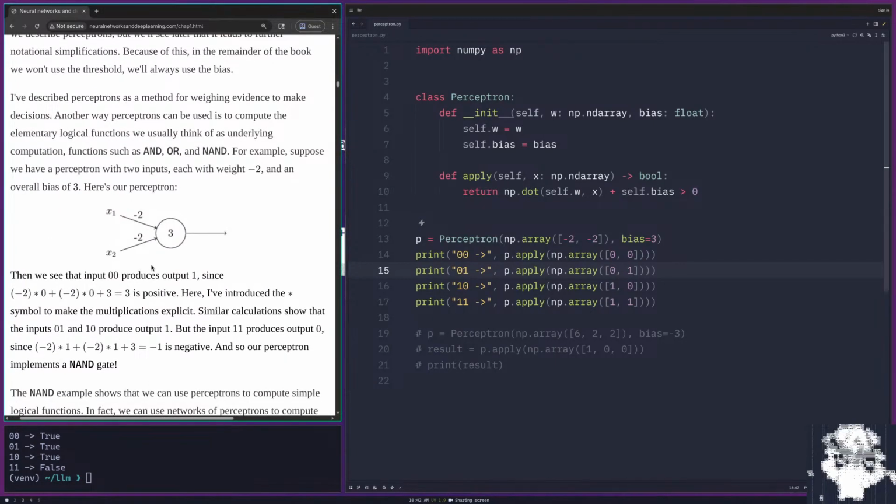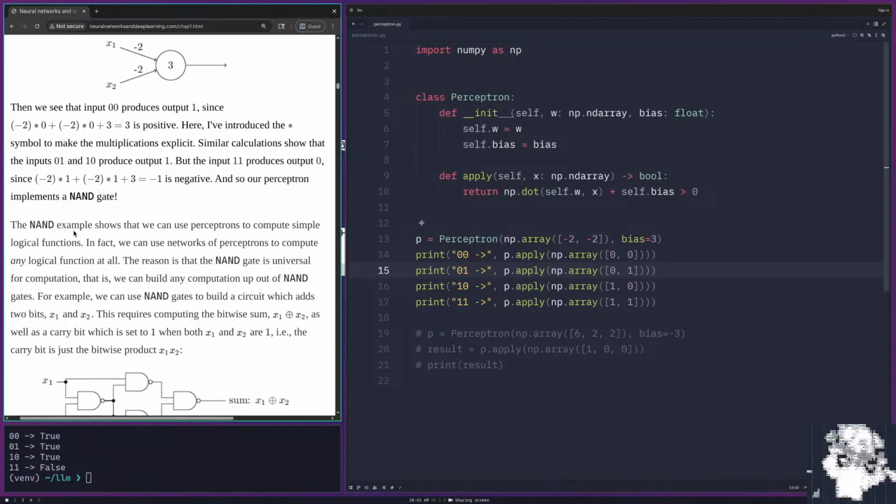We can see that input 0, 0 produces output 1, since -2 times 0 plus -2 times 0 plus 3 equals 3, which is positive. Here I've introduced the star symbol to make the multiplication explicit. Similar calculations show that the inputs 0, 1 and 1, 0 produce output 1, but the input 1, 1 produces output 0, since -2 times 1 plus -2 times 1 plus 3 equals -1, which is negative, and so our perceptron implements a NAND gate.